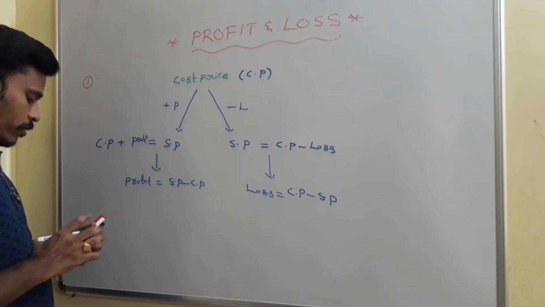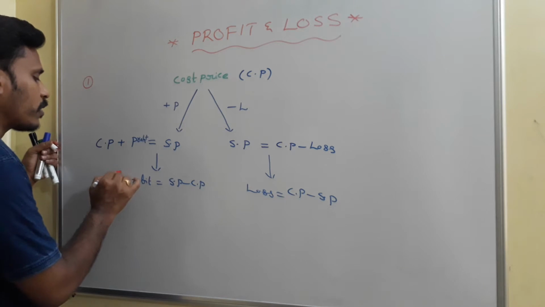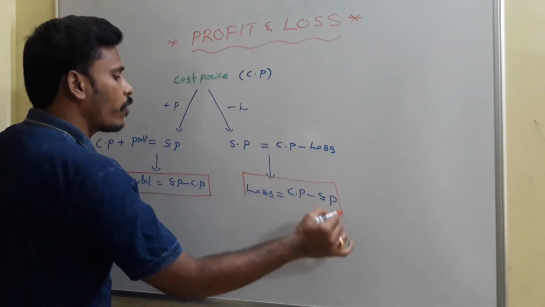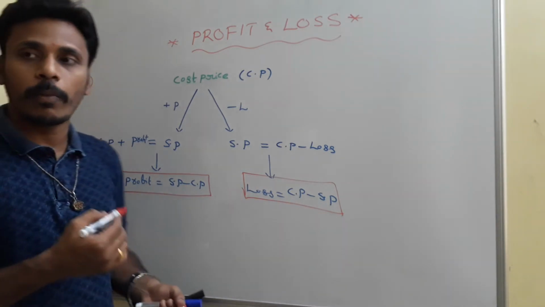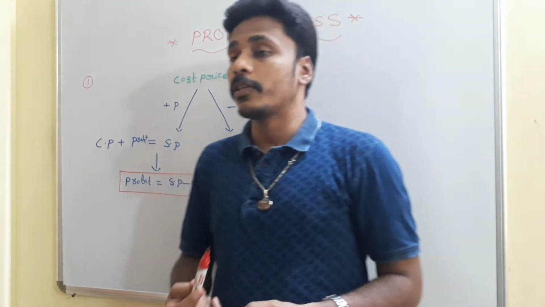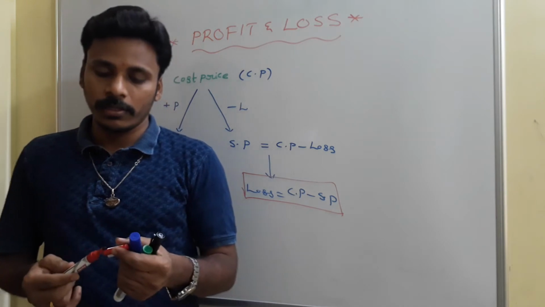Now the questions and situations may involve the profit percentage as well as the loss percentage. This is the amount of profit and this is the amount of loss, which we calculate using selling price minus cost price or cost price minus selling price. And the next step is calculating the profit percentage or the loss percentage.